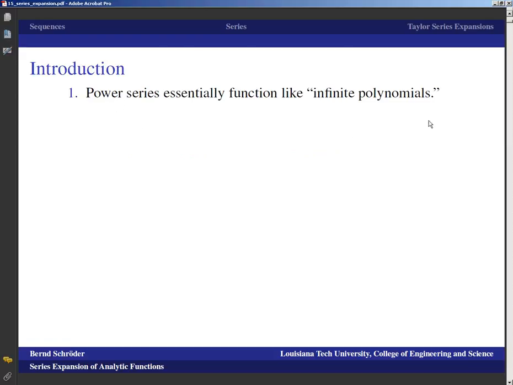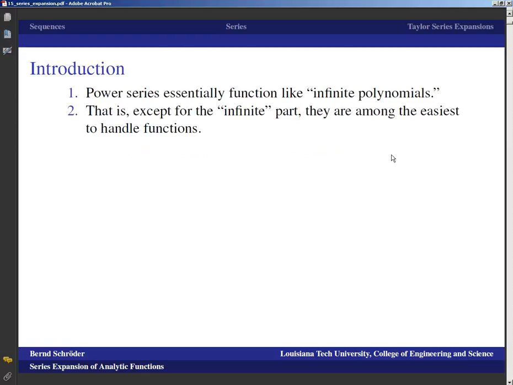And that will make a lot of things easier because, as it turns out, and as you probably also recall from calculus, power series essentially function like infinite polynomials, and that means, except for the infinite part, which of course we have to keep dealing with, they are among the easiest to handle functions. And easiest in an advanced class has to be understood as easier than others, not necessarily as easy in the sense that all the work is going to terminate very quickly.